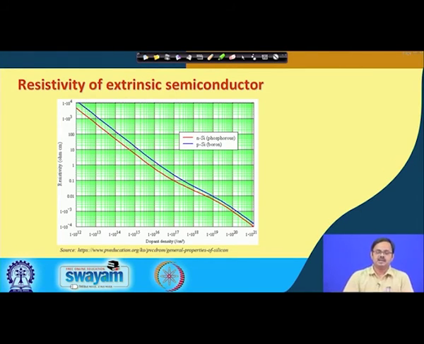As you can see, the resistivity of the phosphorus doped semiconductor, the n-type semiconductor, is lower compared to that of the p-type semiconductor which has been doped by boron. And why is this? Because the free charge carrier for an n-type semiconductor is an electron, whereas the free charge carrier for a p-type semiconductor is a hole, and the mobility of an electron, as we just saw, is higher than that of a hole, and therefore the resistivity is lower.